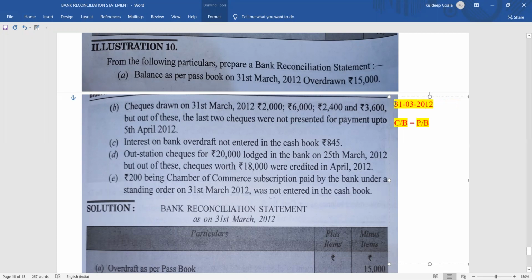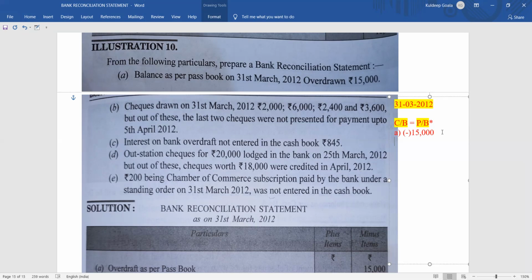Next thing we should know is what is our base? Our base is balance as per passbook. So our base is passbook. But what is the balance? That is also very, very important. Let's see what is that. As on 31st March 2012, overdrawn. Overdrawn means overdraft. Overdrawn means it has been drawn excess. That means minus, negative balance. So what is the negative balance? In number A, it is minus 15,000 rupees. So our passbook is showing minus 15,000 rupees of balance on 31st of March 2012.